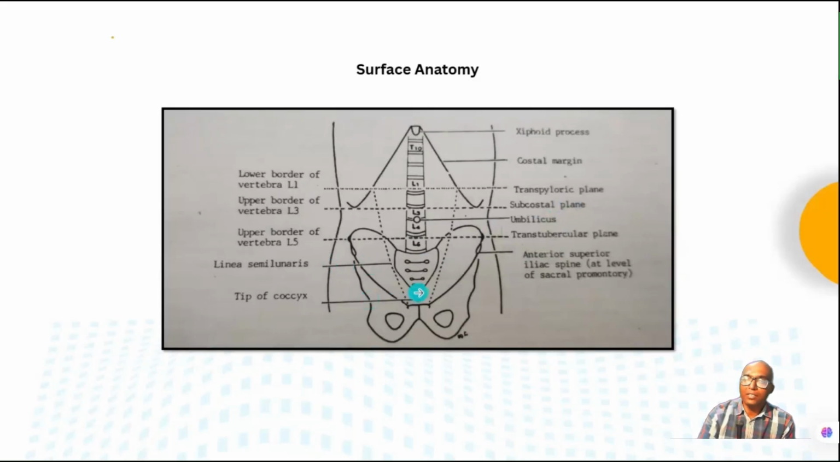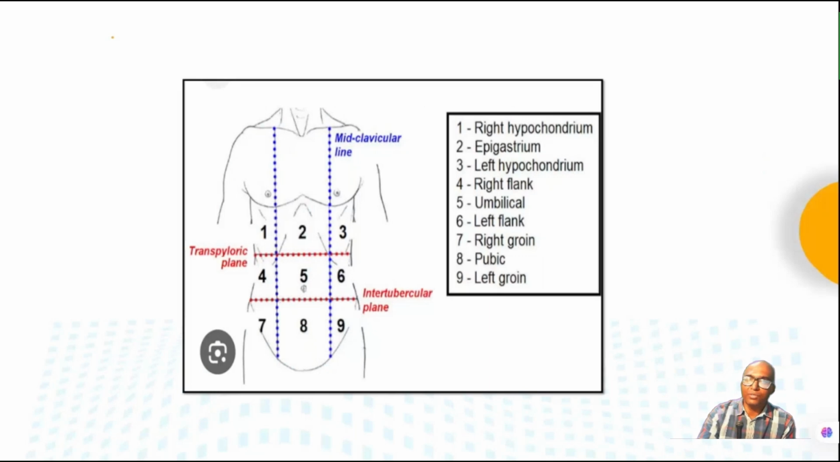Okay. Then this is the linea semilunaris, that is the lateral border of the rectus abdominis muscle. Then this is the tip of the coccyx. Okay, and these are the landmarks which will divide the abdomen into 9 quadrants. Okay, so we continue with the same concepts. So these are the 9 quadrants.